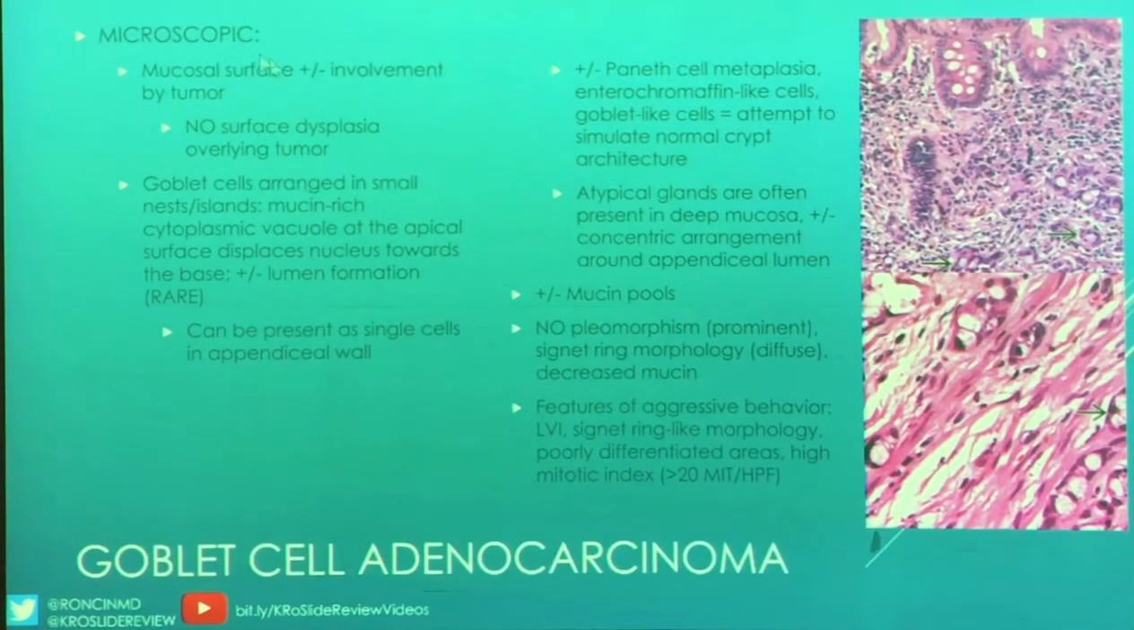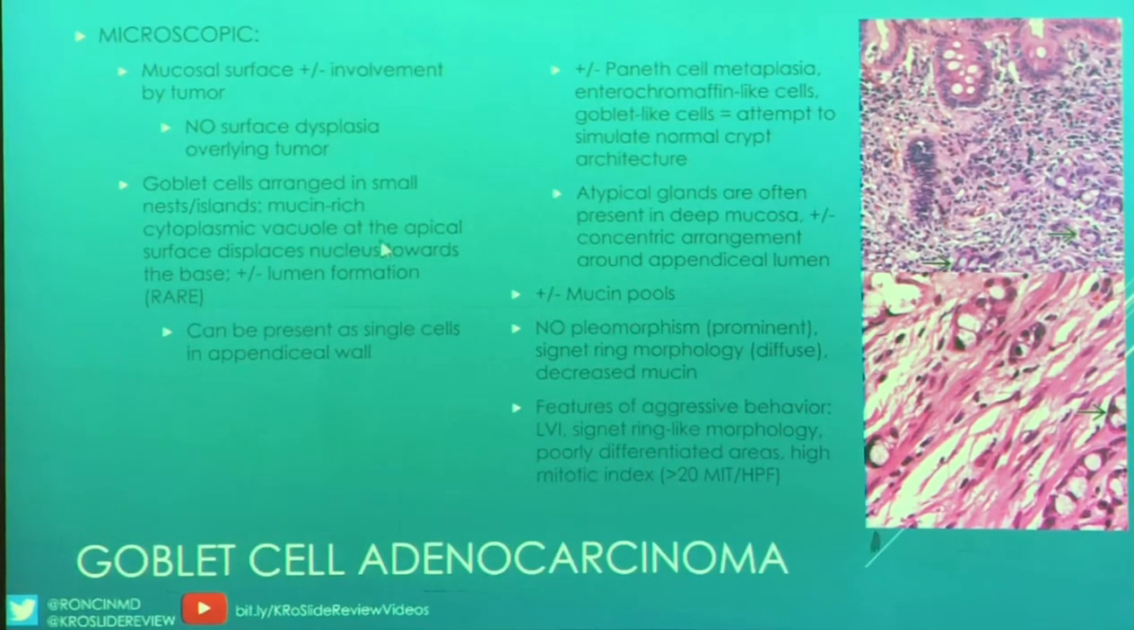Microscopically, you can have mucosal surface involvement, which again, I didn't really necessarily appreciate in this case. However, there you go. Immediately overlying the tumor, you shouldn't have dysplasia. It looked like we had some dysplasia over on the one side, but that wasn't in the area overlying the goblet cells, so that's probably still okay. As we saw, the goblet cells are in these really small nests and islands, and they kind of can be swimming in mucin at the same time. Obviously, they are filled with mucin as well.